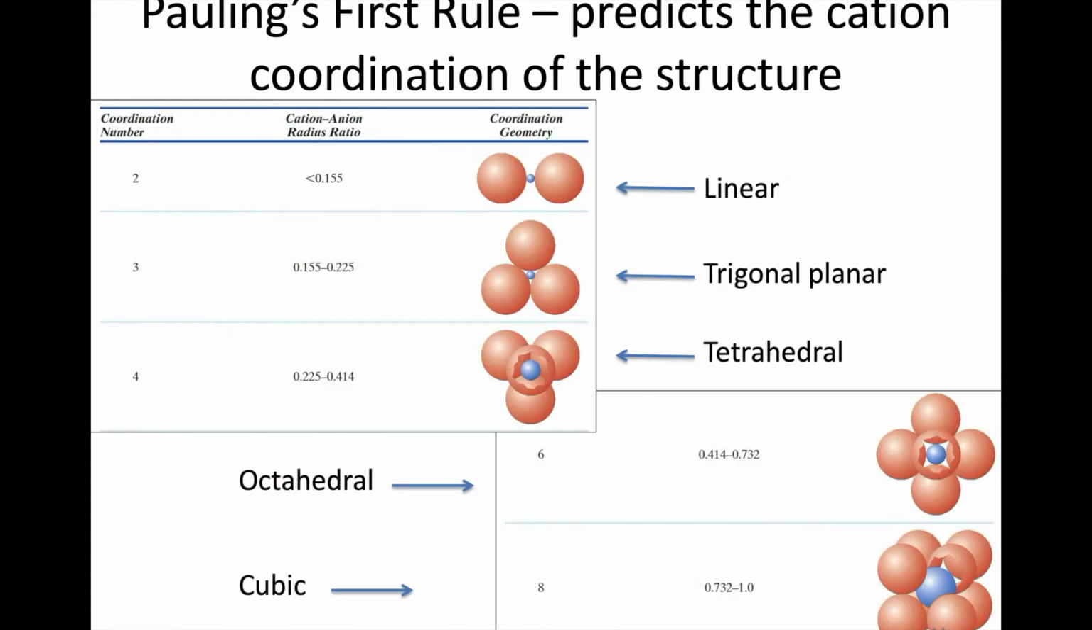So these are the ranges. Basically, by calculating the ratio between a cation and anion, we can start to predict what the cation coordination will be based on these geometric size considerations, right? So that's what the first rule is about.